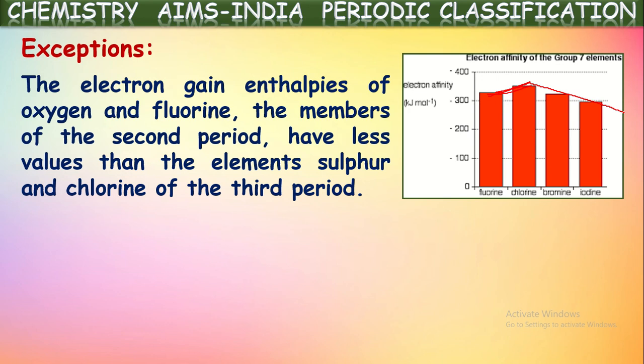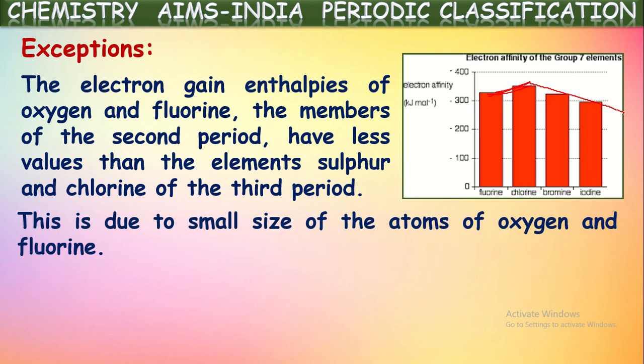After chlorine again, gradually it is decreasing as size increases. So, why is it so? Why is the third period element chlorine having greater electron affinity than the second period element fluorine among the seventh group elements? Let us see the reason for that. This is due to the small size of atoms of second period elements, those are oxygen and fluorine. Because of small size, there exist some repulsions between the already existing electrons and the incoming electron, and hence a certain amount of energy will be utilized by these atoms to overcome these repulsions.